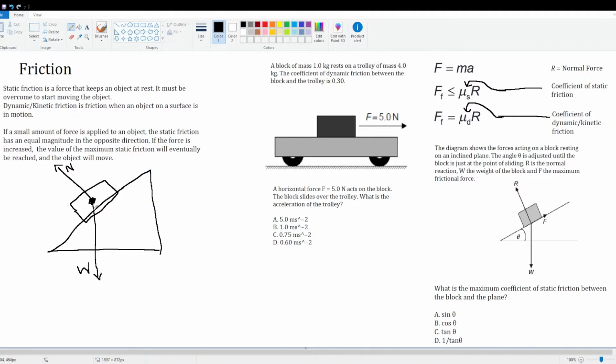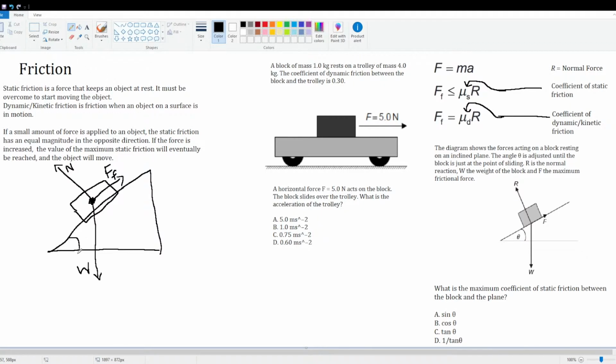And then we're going to have a frictional force. And no surface is frictionless. So we're going to have a force here. We're going to call it F of F, frictional force, in that direction. Right, so these are the forces.